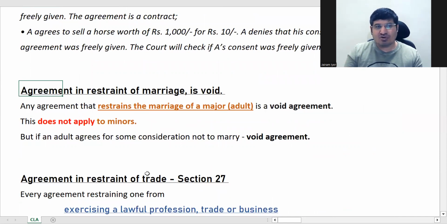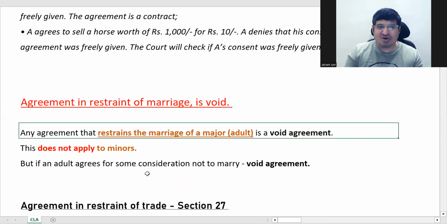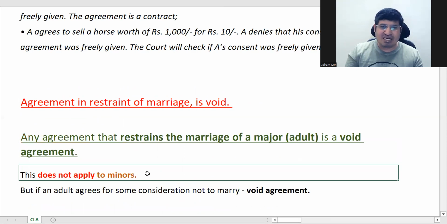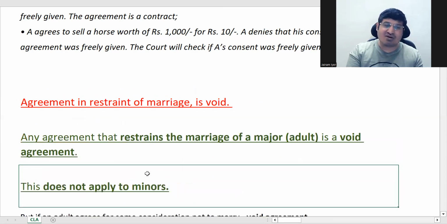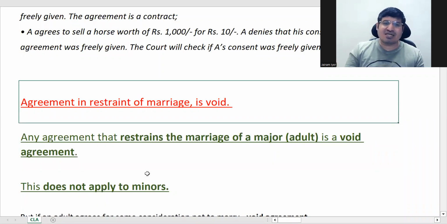Next, we were saying no consideration, no contract; sorry, the void contracts. Which contracts are void? Those points we are doing. Next is an agreement in restraint of trade is void. So you cannot restrain any major from marrying. It is void. It does not apply to minors because marriage of minors is illegal as per the general law. It's already illegal, so that's why this doesn't apply.